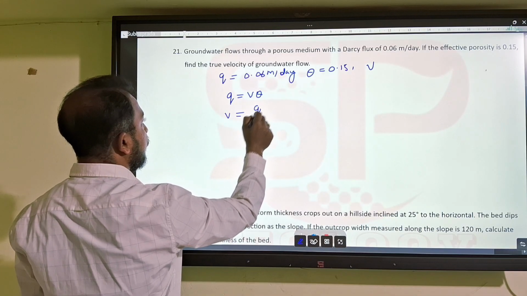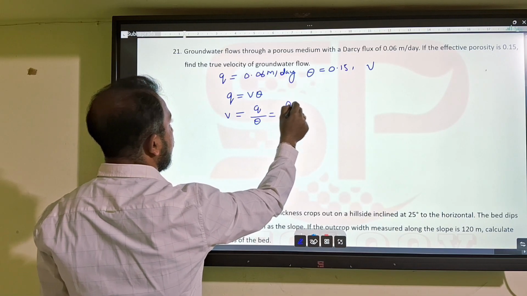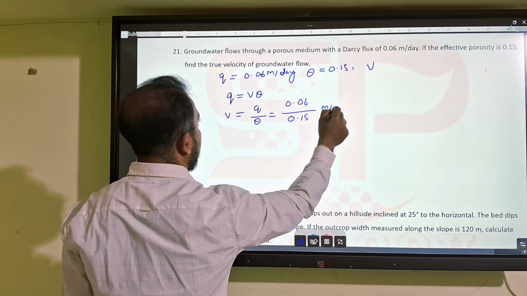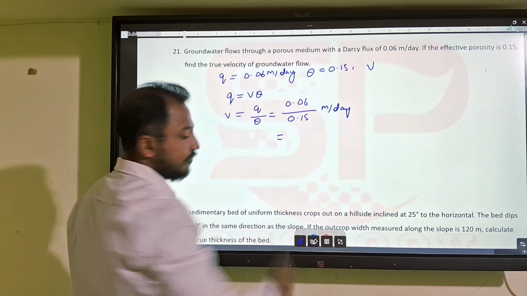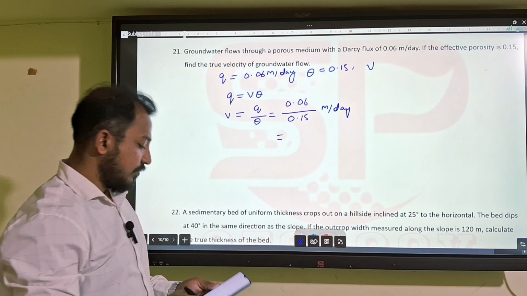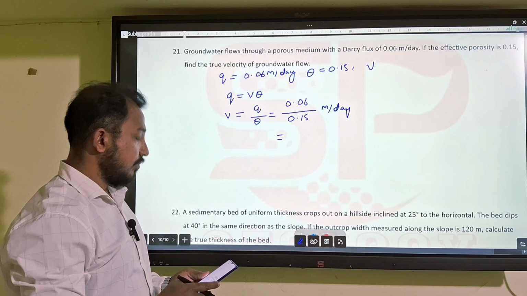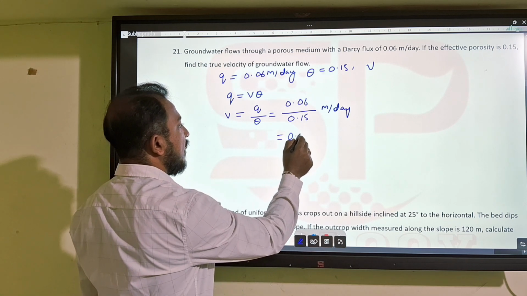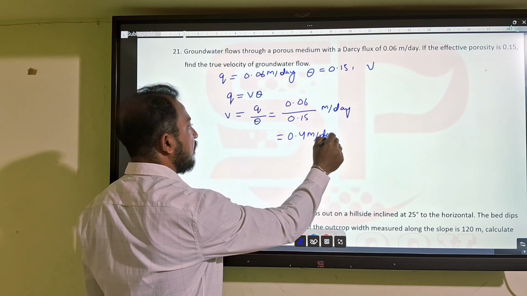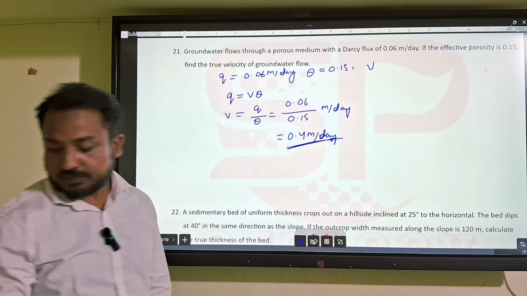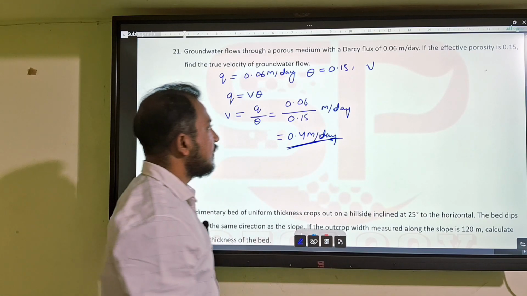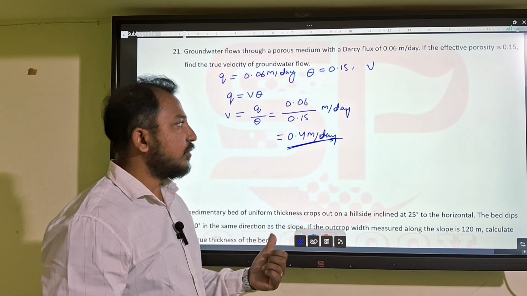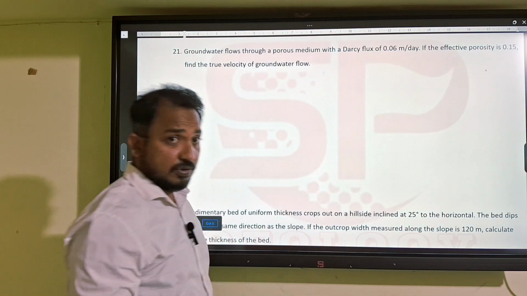V will be q by theta, 0.06 divided by 0.15. It will be 0.4 meter per day. This will be your answer. So these are all numericals that belong to hydrology. Next we will move to a structural geology question.